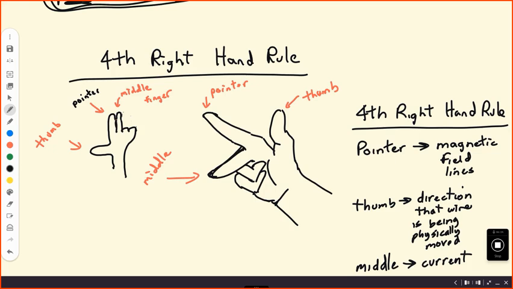So you hold your thumb, pointer, and middle finger at right angles to each other, like an XYZ axis. Put your pointer finger in the direction of the magnetic field lines. Put your thumb in the direction of the way the wire is being physically moved. And then put your middle finger in the direction of the current.